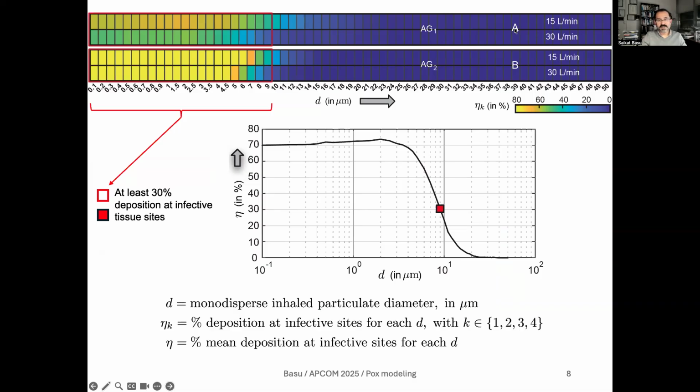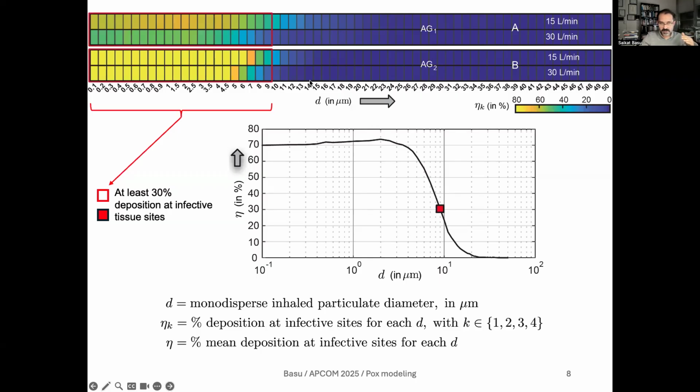simulated data. So these heat maps show the deposition rates at the infective tissue sites, the tissue sites that are infective towards smallpox, for the different flow geometry combinations. So we have 2 geometries and 2 flow rates. So overall, there are 4 cases. In all of them, we see a certain homogeneity. We see that for all of them, if the particulate size is less than or equal to 9 microns, the deposition efficiency at those infective regions becomes at least 30%.